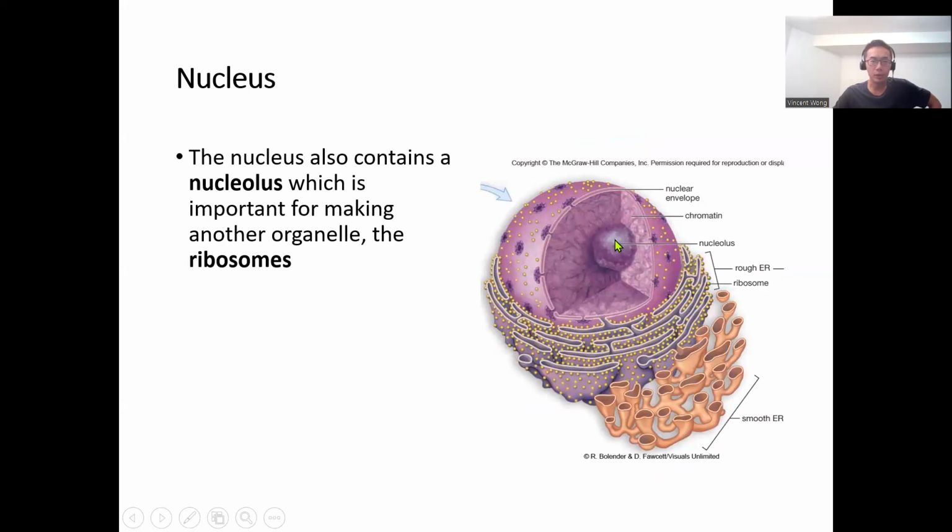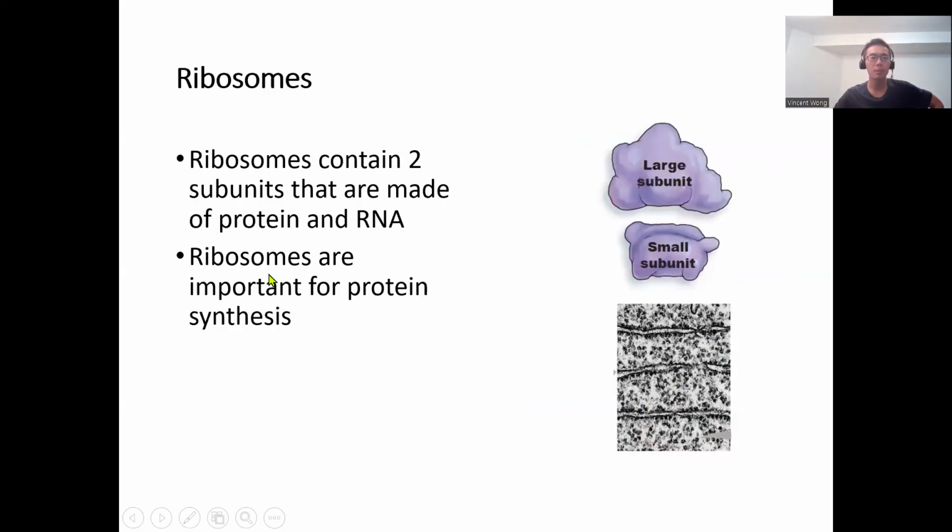So I already told you the nucleolus makes the ribosome. Let's take a look at the ribosome. Ribosomes are really small, right? I just drew the little blue dots on it. If the nucleus is like the size of a basketball, then the ribosomes are like sesame seeds, very small.